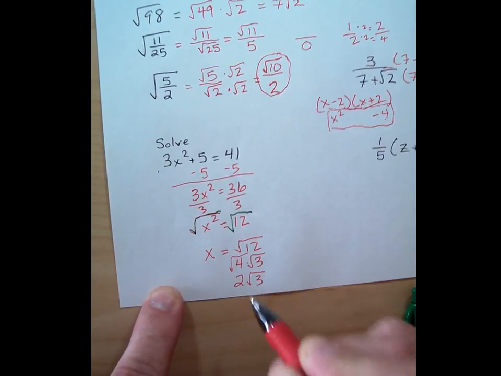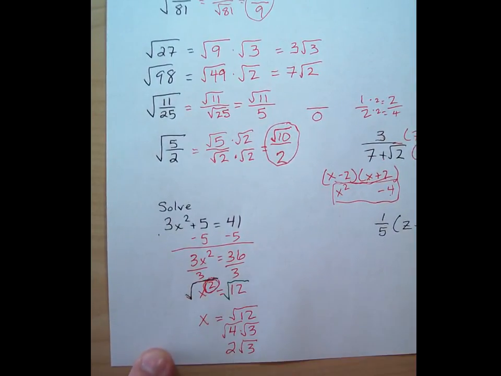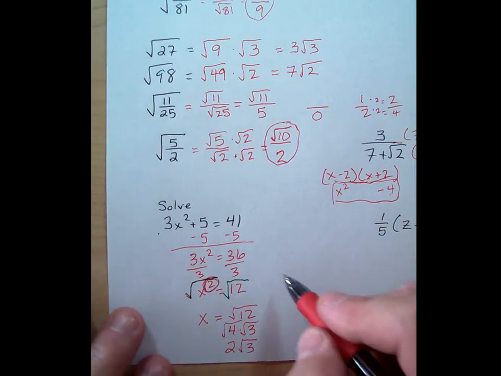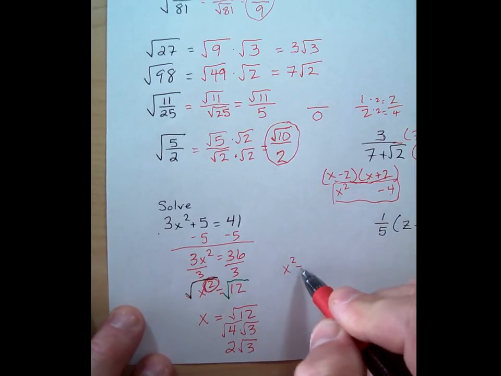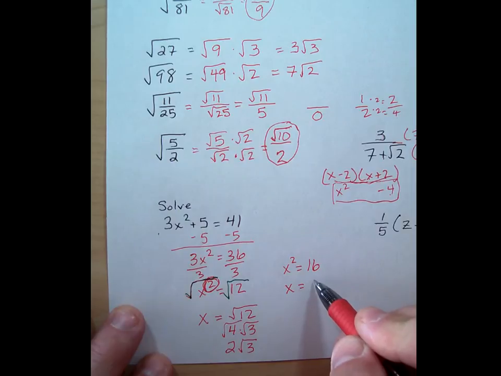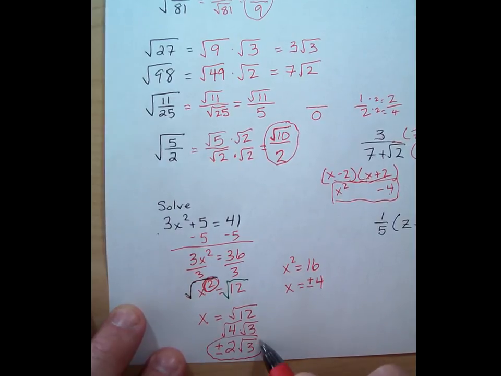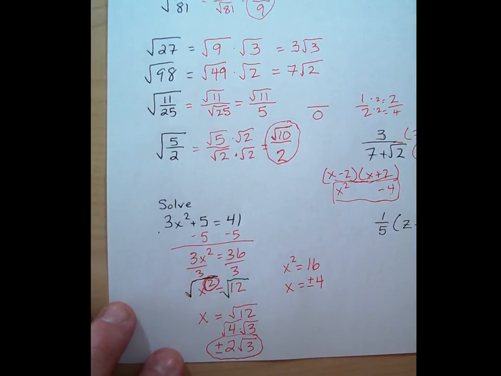Now, back a second. How many solutions do we have here? So what are our solutions? Well, let's take a walk down memory lane again. x squared equals 16. We had it on the board today. x was positive and negative 4. Don't forget the positive, negative. You're talking about two answers here. Positive 2 radical 3 and negative 2 radical 3.